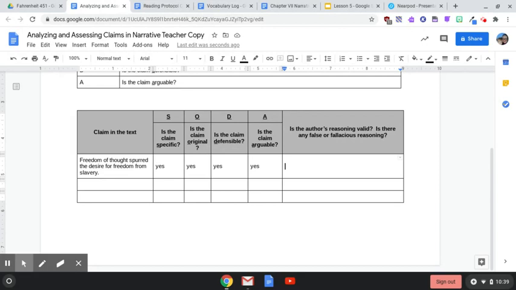I would say that yes, his reasoning is valid, and that no, Douglass does not have any false or fallacious reasoning in this particular claim.